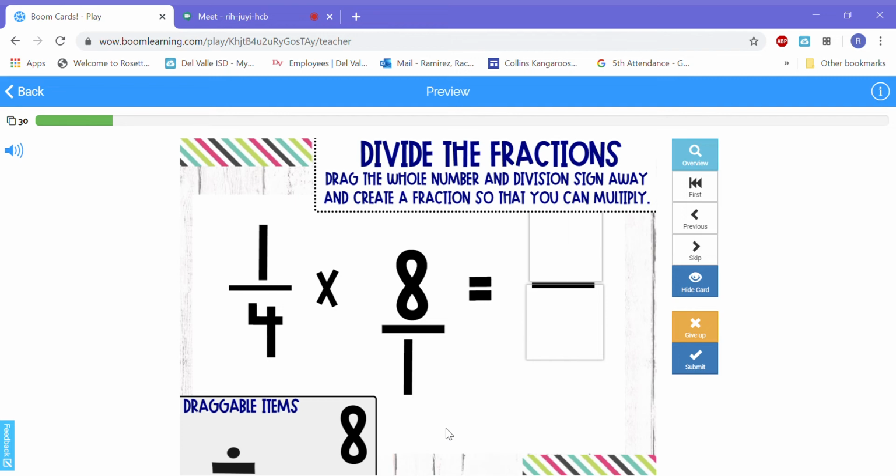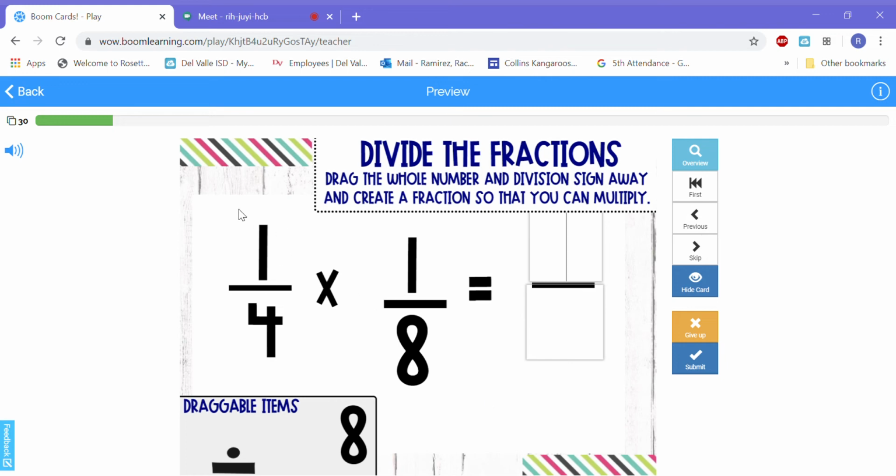So remember, that is the reciprocal. Finding the reciprocal means basically just flipping the denominator and the numerator. So I'm going to flip the 8 and the 1 so that the 1 is on the top and the 8 is on the bottom. Okay? Then all I need to do is multiply across.